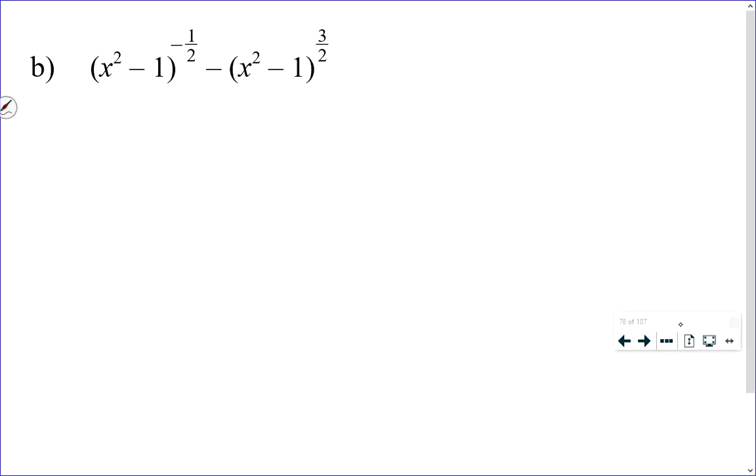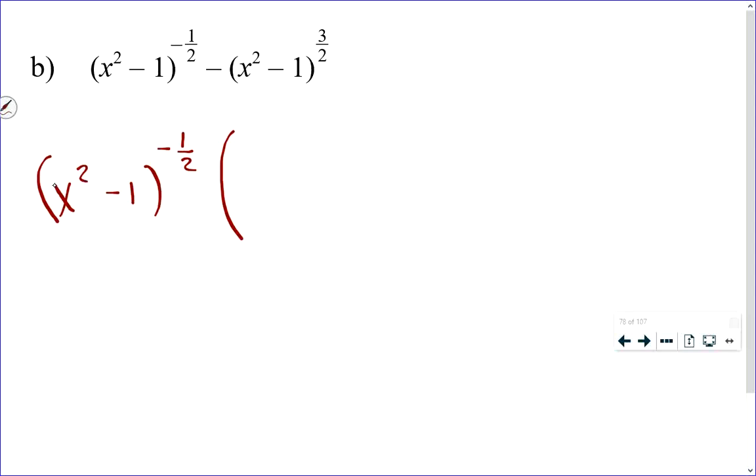So in this expression, which is a binomial, it has two terms. Each term contains a base of x squared minus 1. So we are going to be able to factor out x squared minus 1, raised to what exponent? Well, the lowest exponent, which is negative 1/2. So what do we have left?